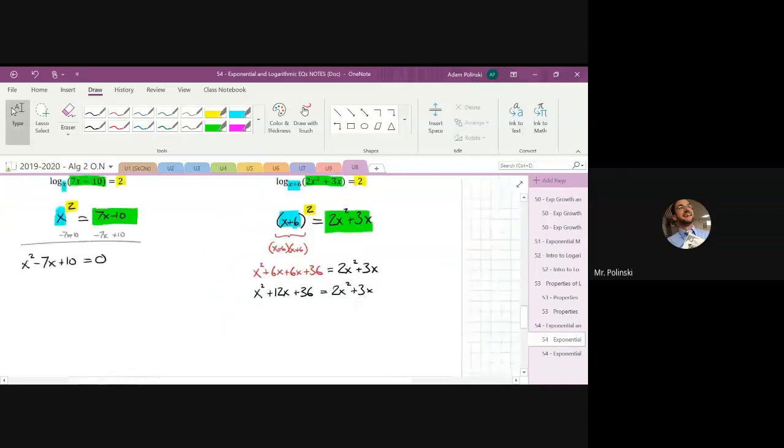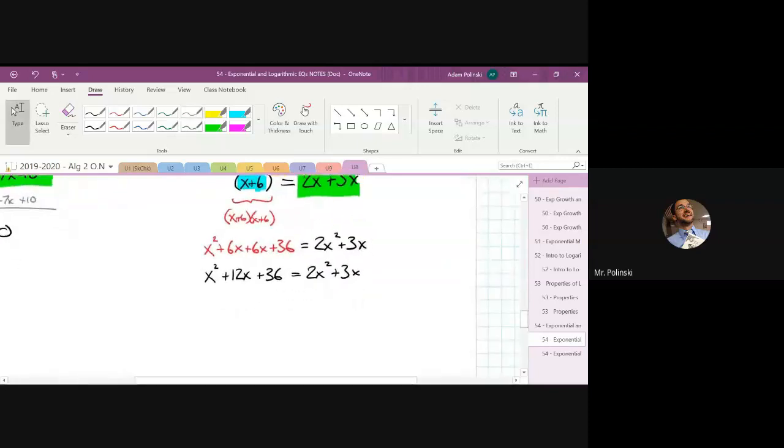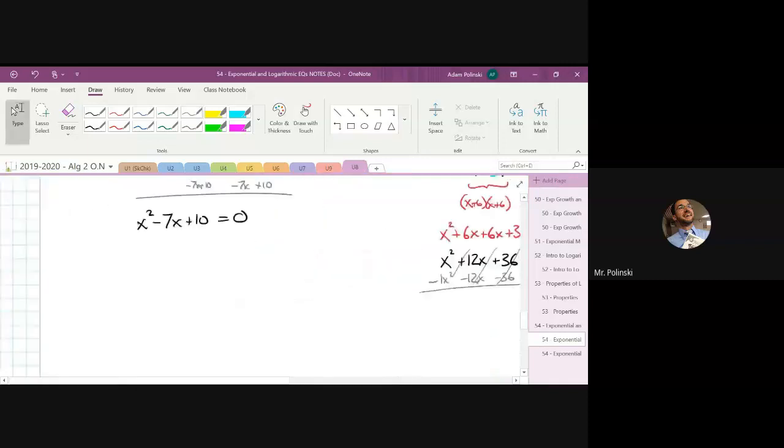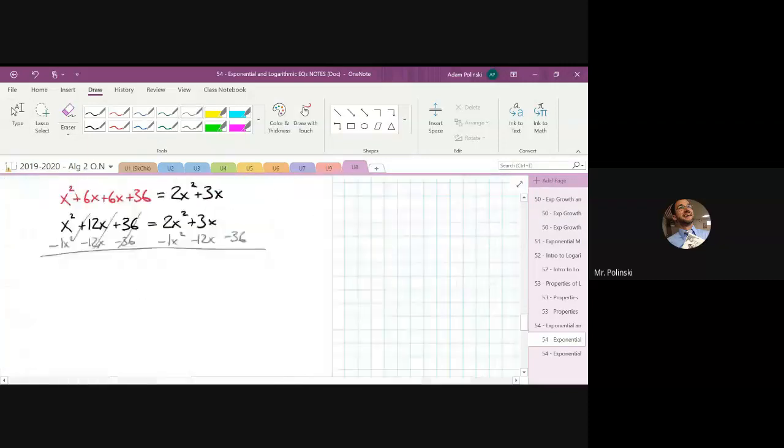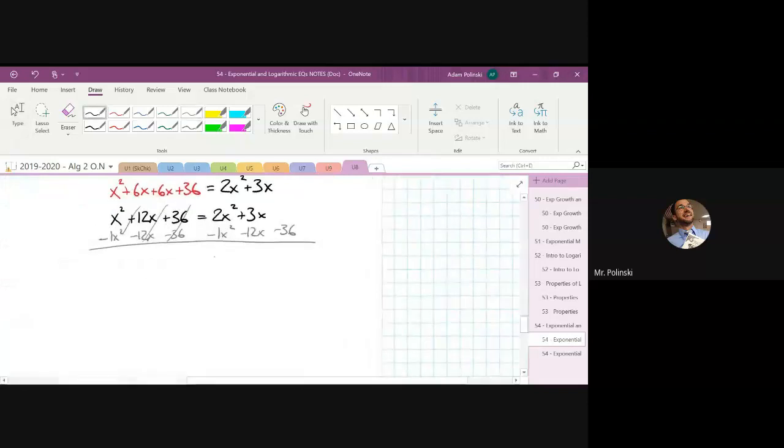Looking to combine like terms like I did before, let's move everything over to the right-hand side here. Now, why would I want to do that? Well, I want to get a positive x². So minus 12x, minus 12x, minus 36, minus 36. Just like over here, it went away, giving us x² - 9x - 36 equals 0.